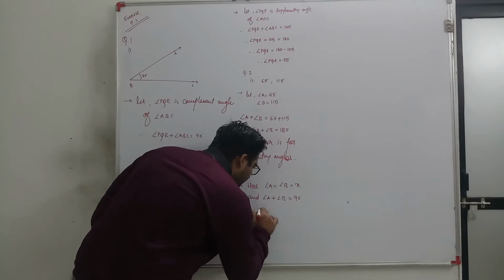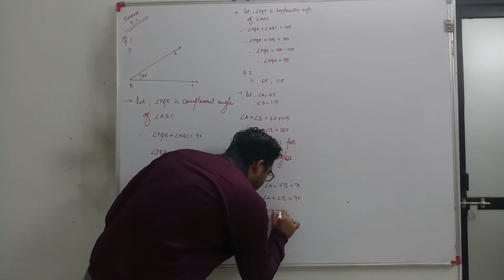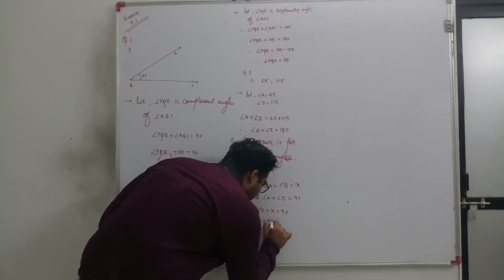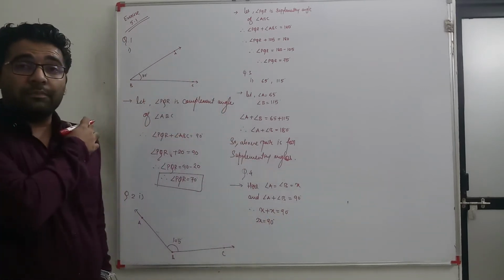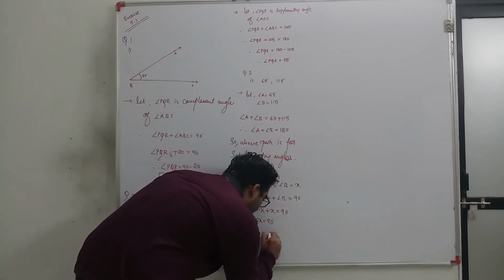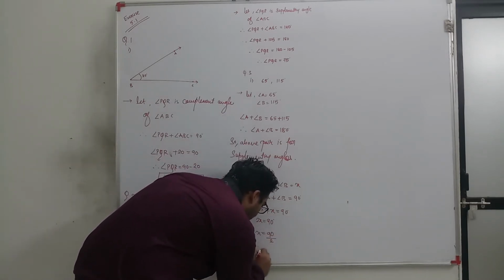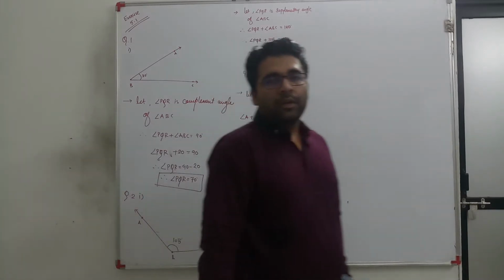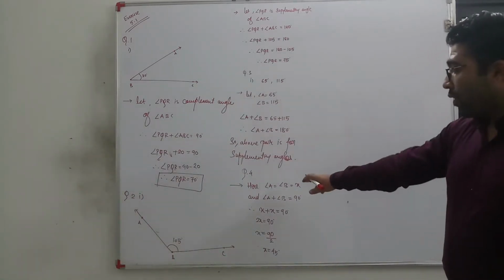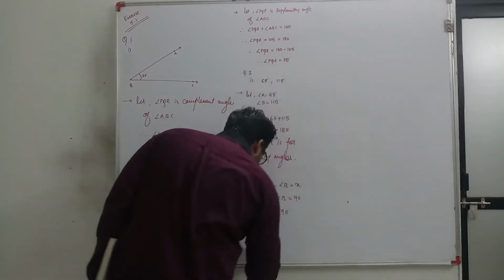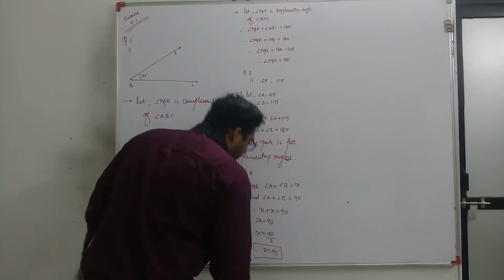Therefore x plus x is equal to 90. So 2x is equal to 90. Now, as you know the simple equation, you can solve this, and x is equal to 90 divided by 2. Therefore x is equal to 45 degree. So if both the angles are equal, then I am getting both the angles as 45 degree.